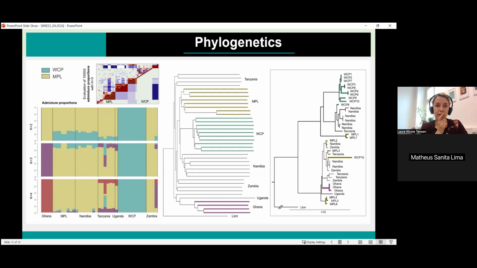In the middle, what I maybe also want to say, at the top left, you see the evaluation of the admixture proportions to see how well the model can explain your admixture plots.